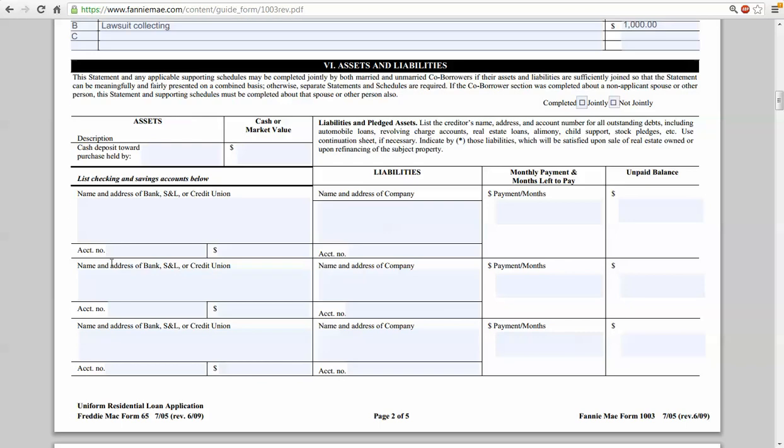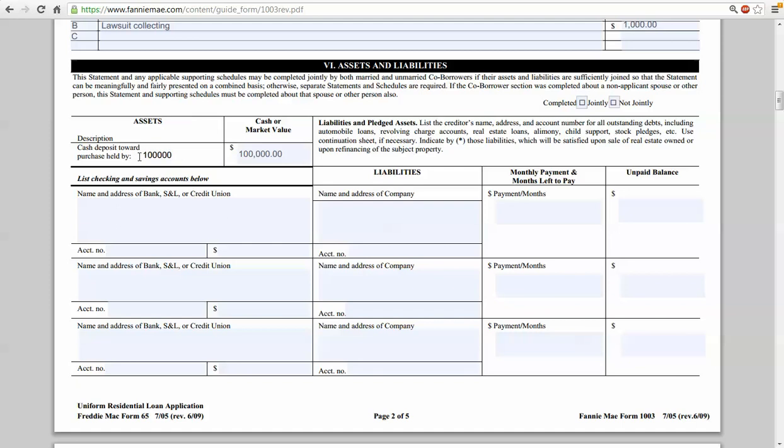Okay, let's move down to section 6. And this is your assets and liabilities. And in this first section here, you are going to put the amount of funds that were deposited, and this is for a purchase. The amount of the funds that were deposited into, say, an escrow account when you open a purchase transaction. So in this case, we've said it's $100,000. And I'm sorry, I put it in the wrong section.